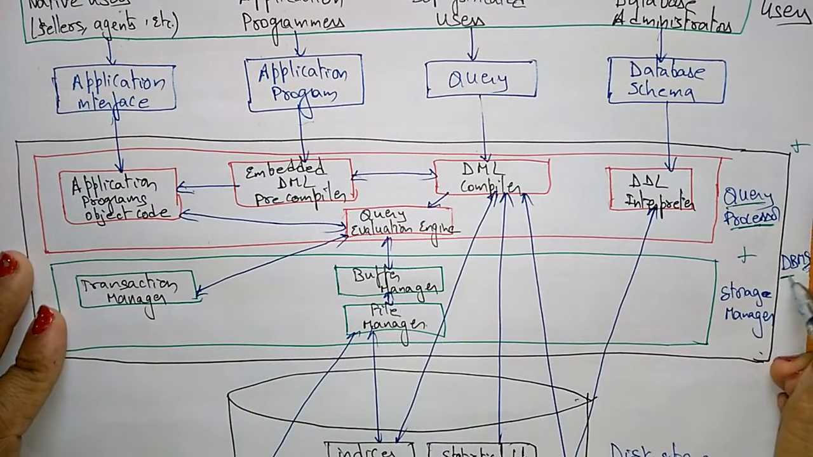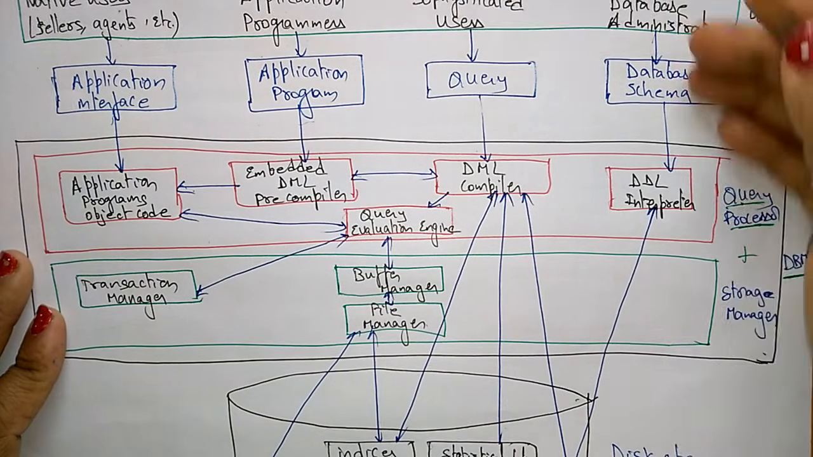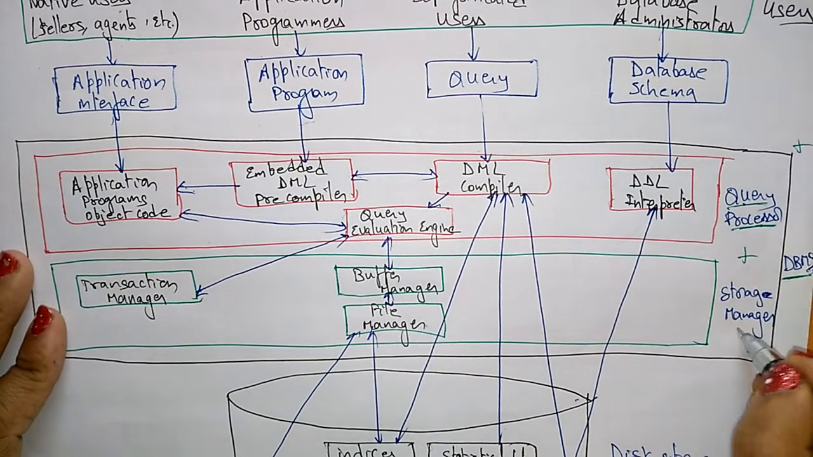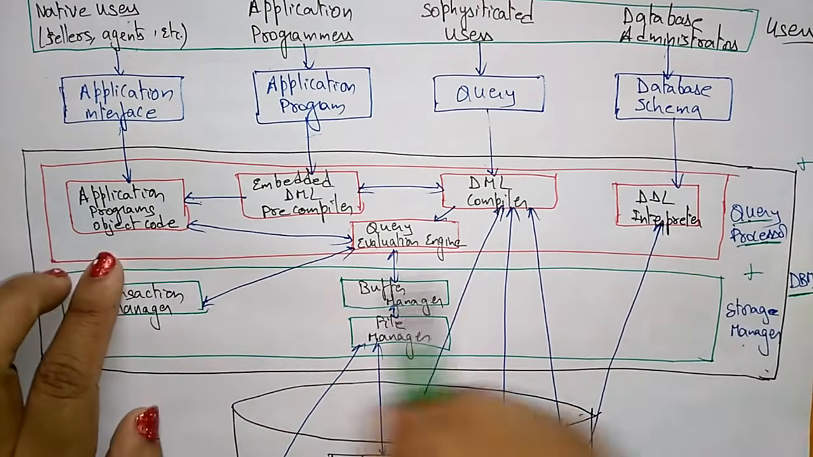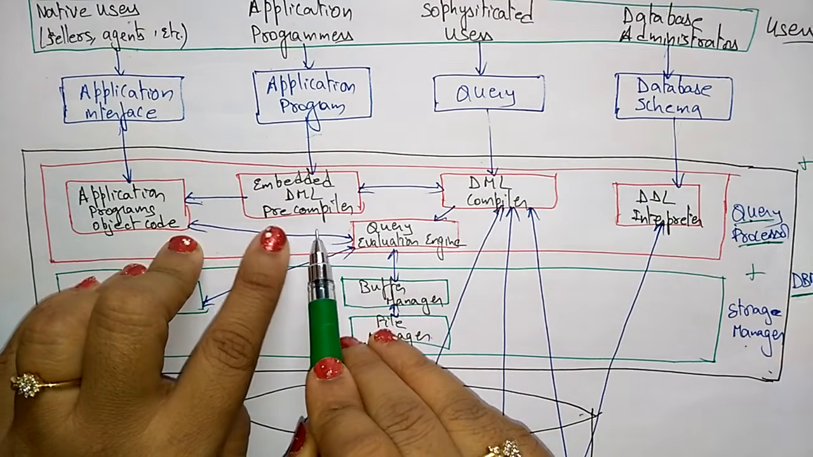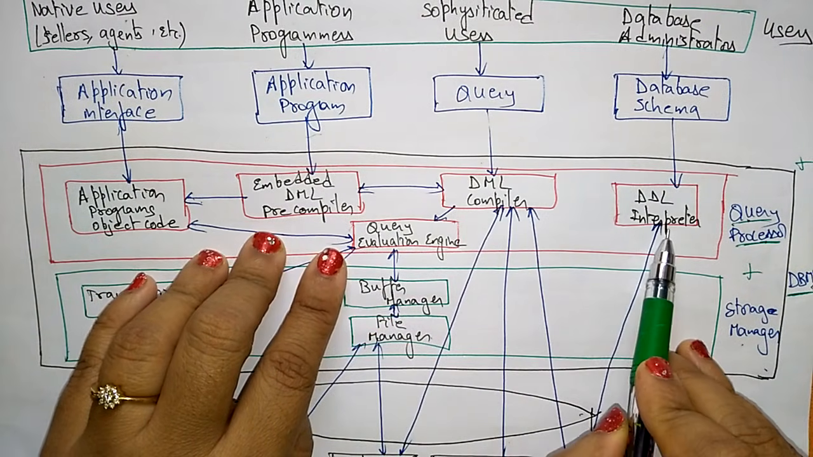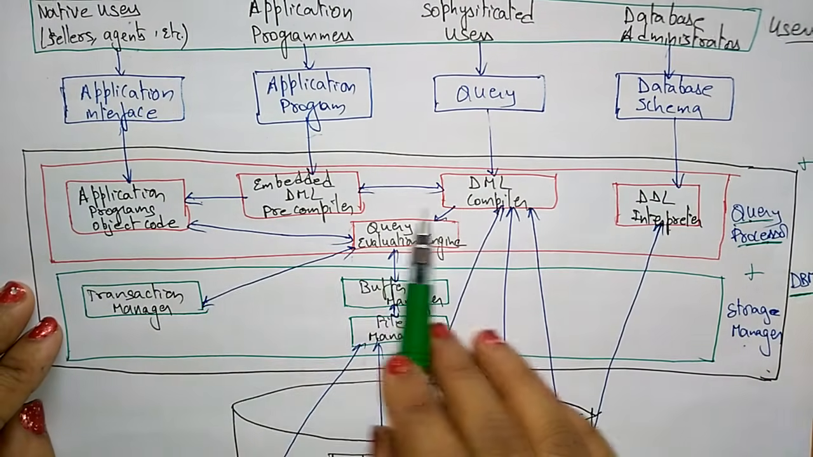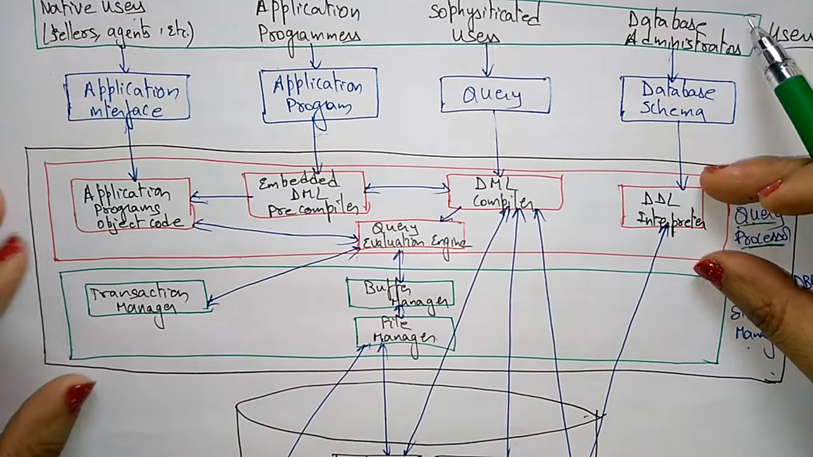This DBMS consists of the query processor, which is used to translate the language we have given into queries, plus it has the storage manager. In the query processor, there are the application programs object code, embedded data manipulation language precompiler, data manipulation language compiler, data definition language interpreter, and a query evaluation engine. I will explain all of this in the coming videos. So you have to note that this is a query processor.